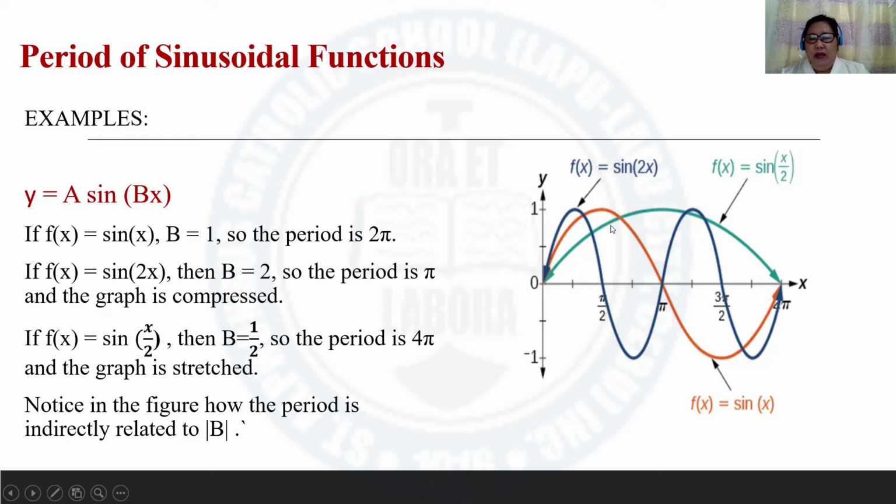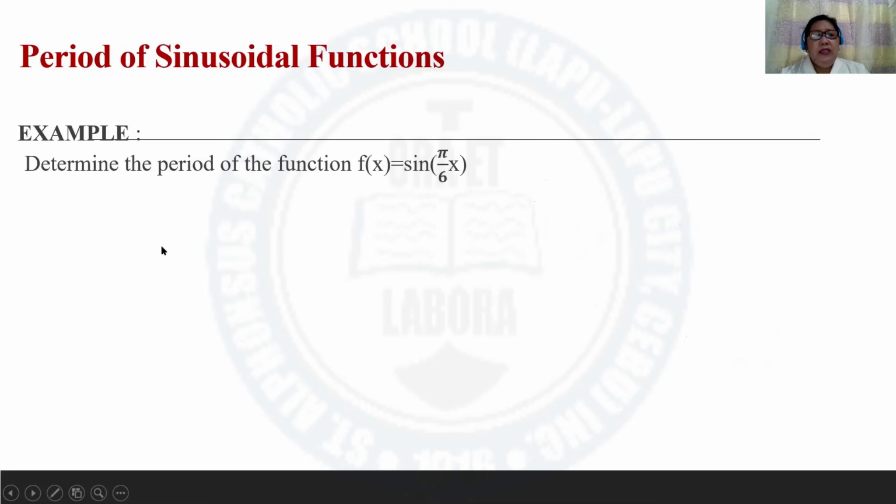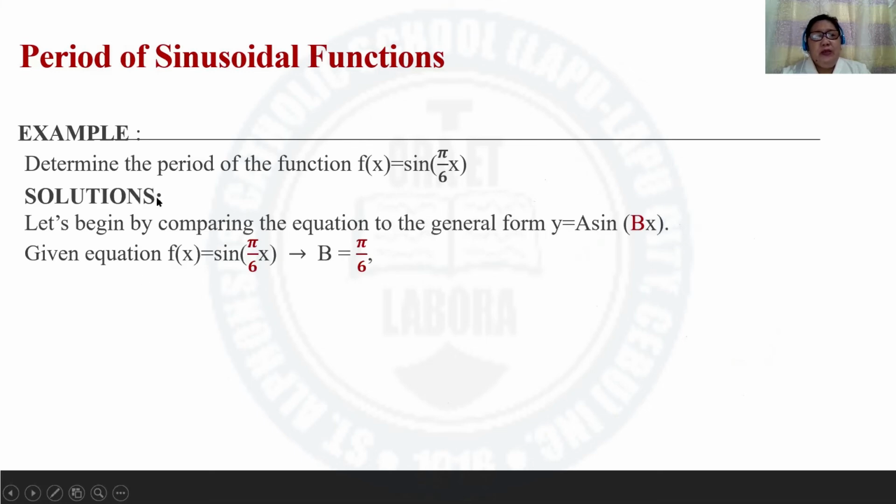So from here, it's stretched until here. Next, let us determine the period of the function given sine pi over 6x. For the solutions, let's begin by comparing the equation to the general form y is equal to a sine bx. Given the equation, f of x is equal to sine pi over 6x.